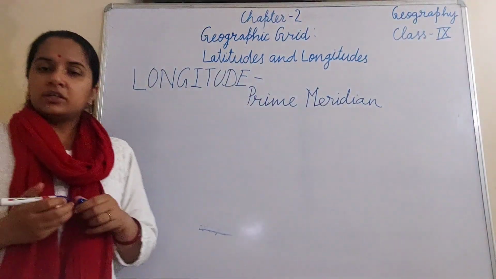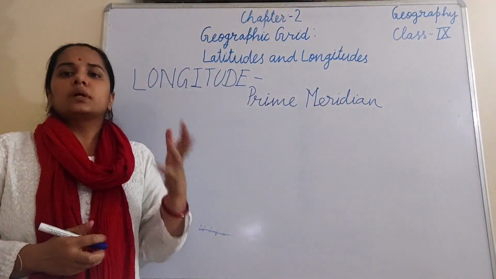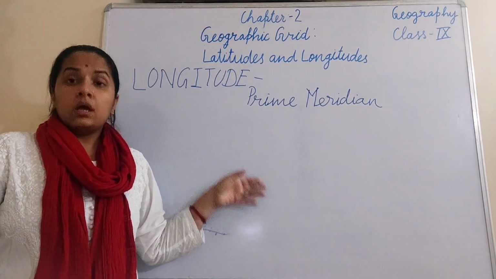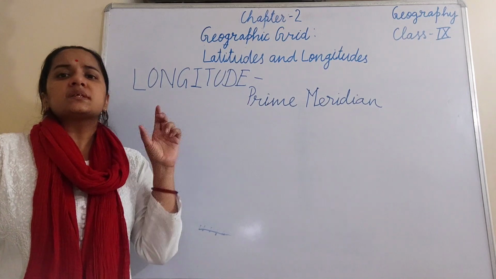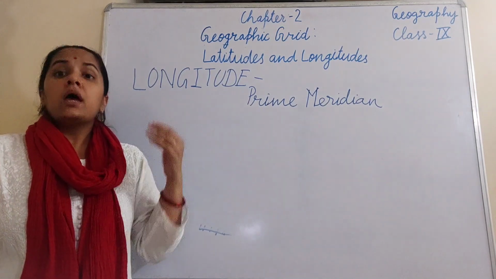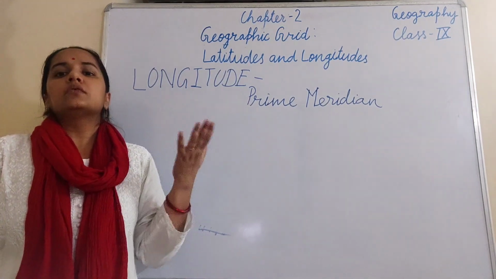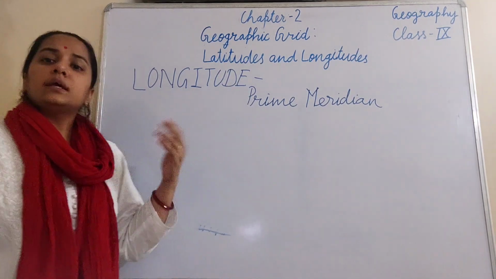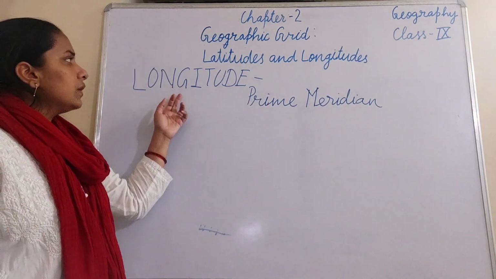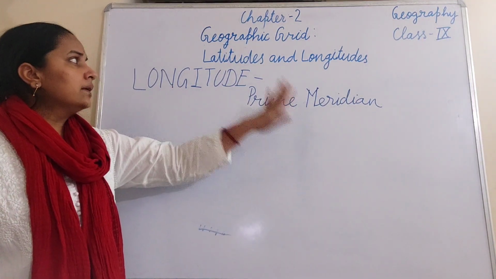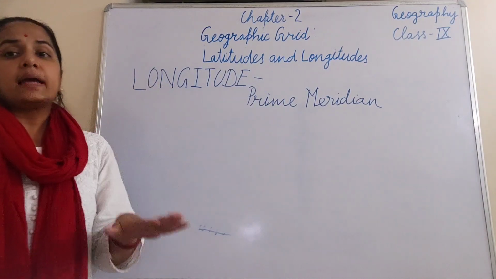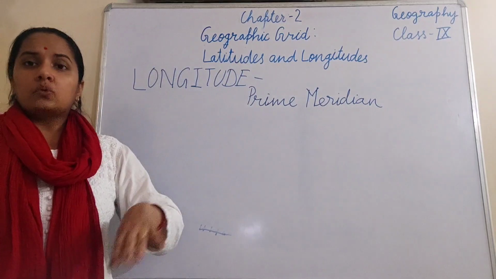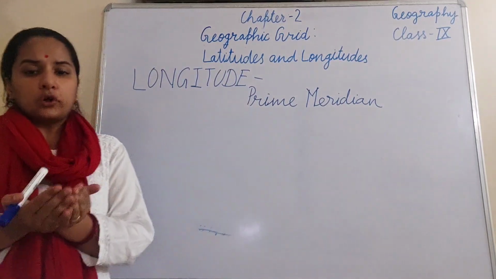In case of latitude, everything we discussed was with respect to the equator. There, the equator was the main line of latitude. It was also the great circle. It was equal to the circumference of the earth. So it was the main line. In the same way, in case of longitudes, the prime meridian is the main line of longitude with respect to which we talk about the other lines of longitude.